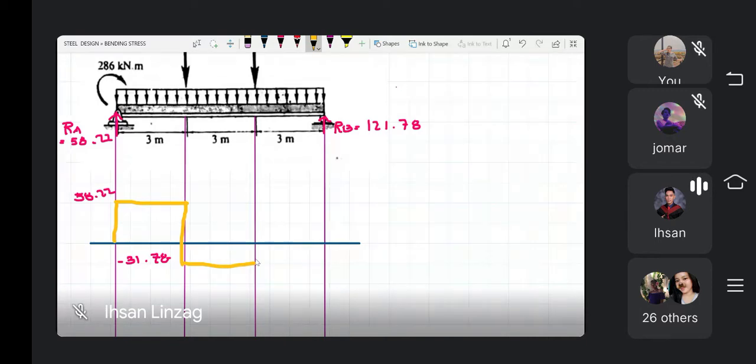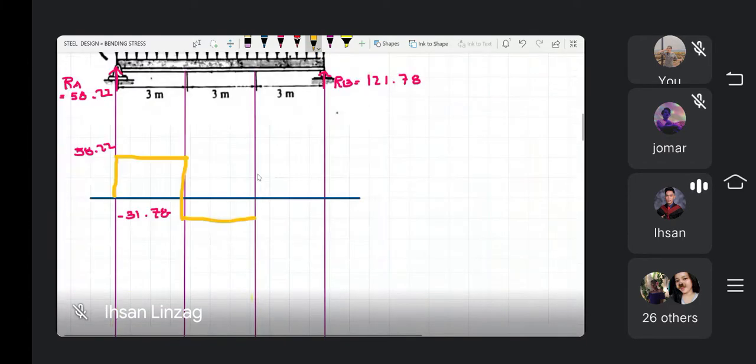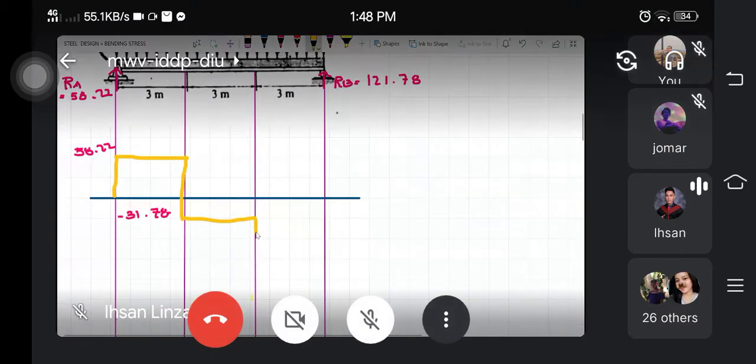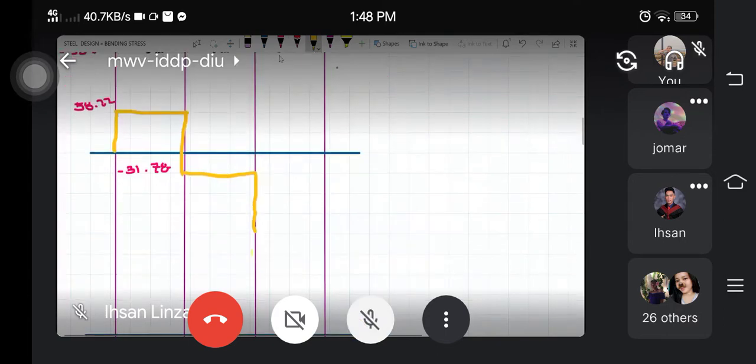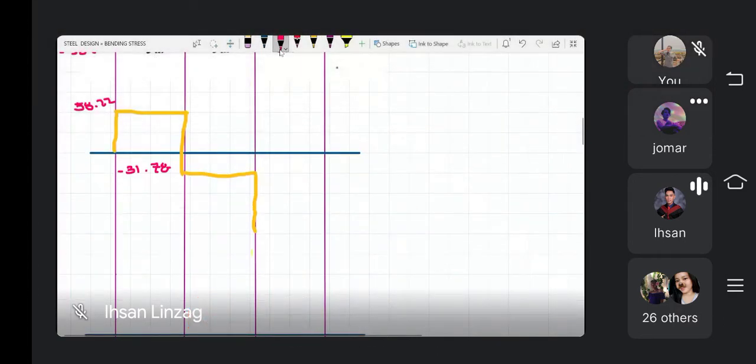So, dire-diretso. Then dito, we have another 90 kilonewton. So, ibababa niya ulit to. Binaba niya. Then, ilan to? 121.78. Well, negative 121.78.